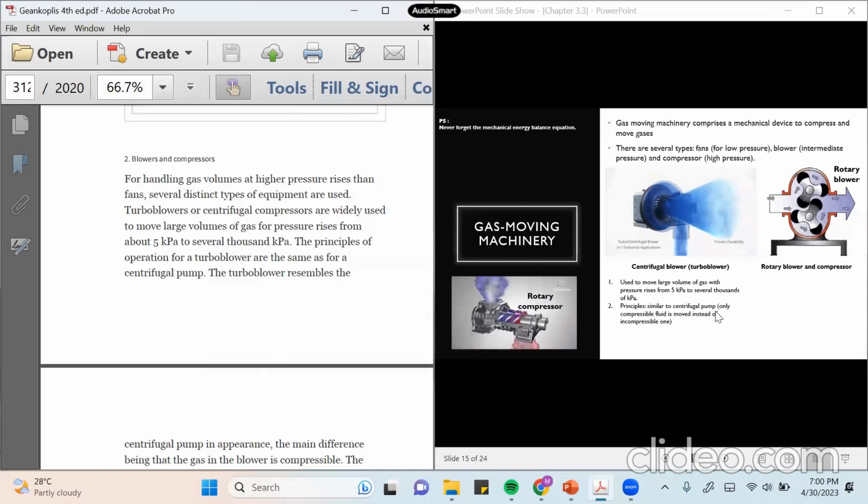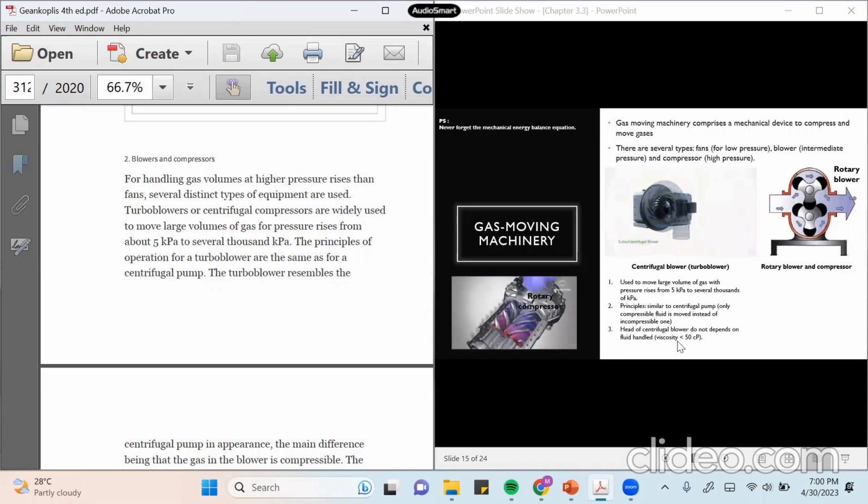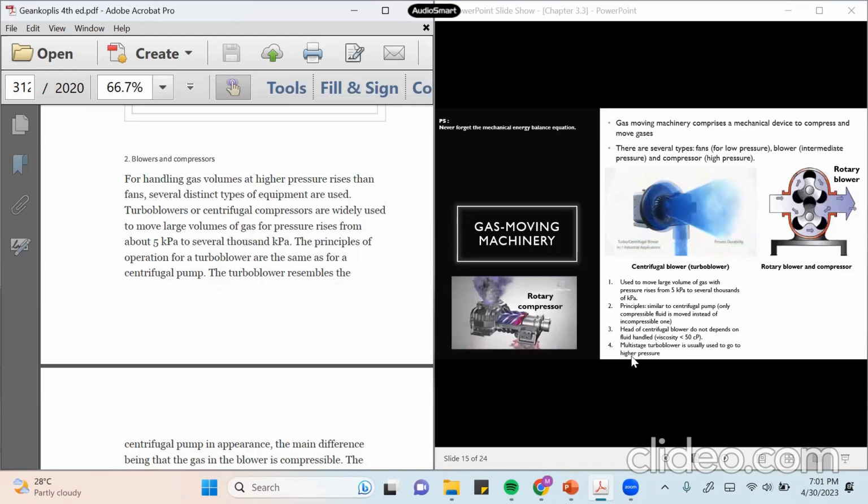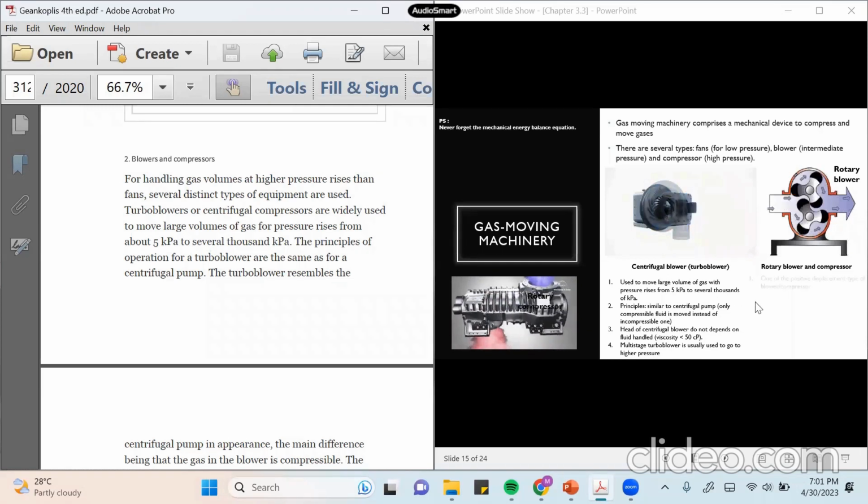The principle is similar to a pump, only compressible fluid is moved instead of the incompressible one. Similar, right? The discharge line can go downward or upward. Now, the head of a centrifugal blower does not depend on the fluid handled as long as the viscosity is less than 50 centipoise. And if we want to go to a higher pressure, then sometimes the centrifugal blower will be used in multi-stages to reach a higher pressure.